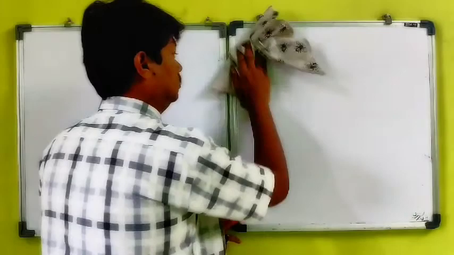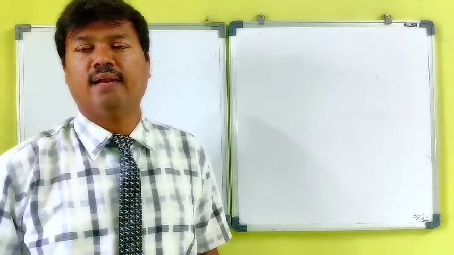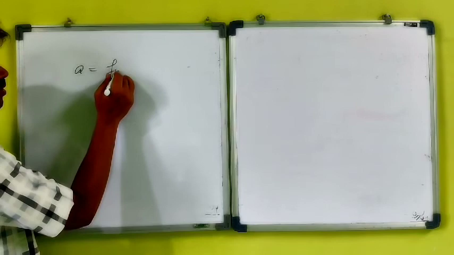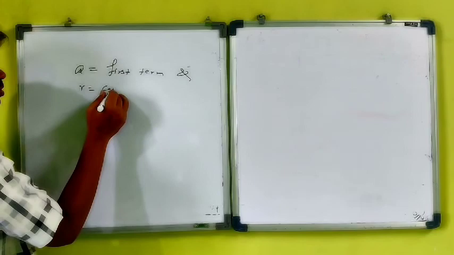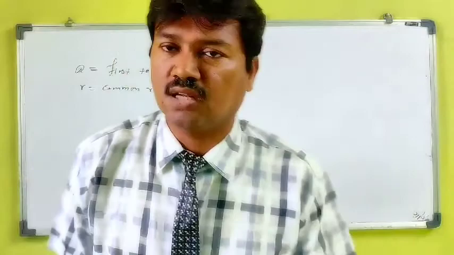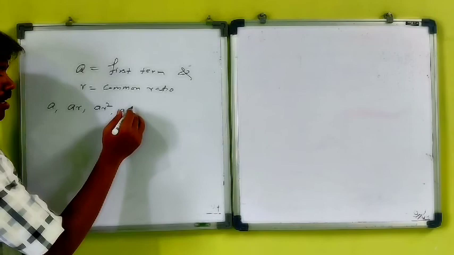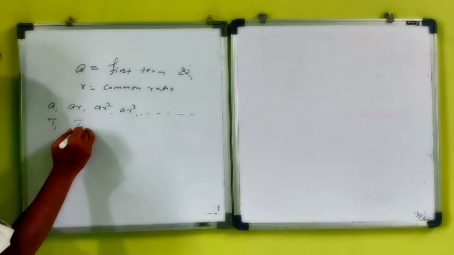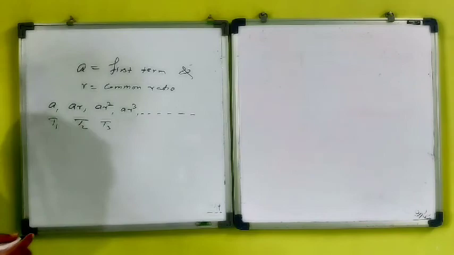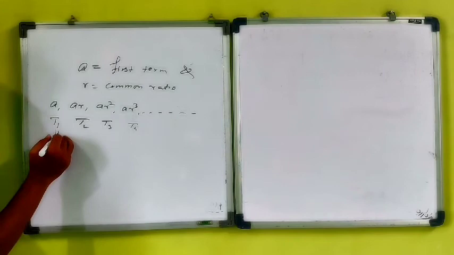Next part, suppose a geometric progression is given with first term A and R as the common ratio. If A is the first term and R is the common ratio of any geometric progression, then the sequence becomes A, AR, AR square, AR cube, like this. That means the first term T1 is A, T2 will be AR, T3 is AR square, T4 is AR cube.